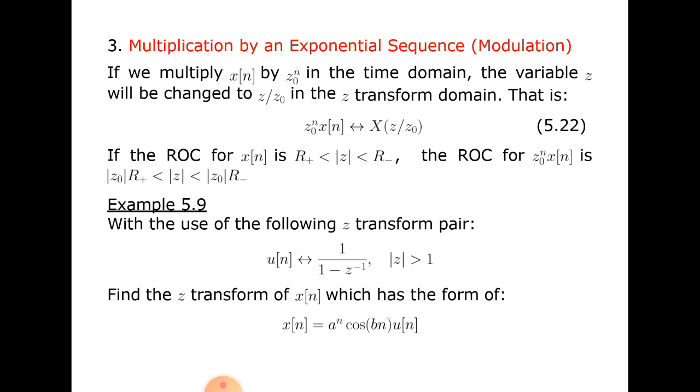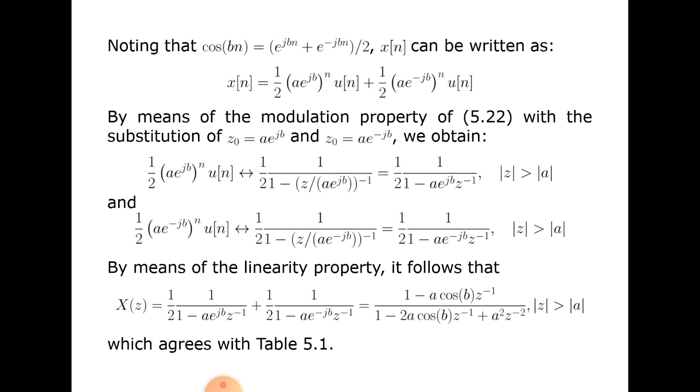So find the z transform of x of n which has the form x of n equal to a power n into cos of beta n into u of n. Noting that cos beta n is equal to e power j beta n plus e power minus j beta n divided by 2, x of n can be written as 1 divided by 2 into a e power j beta, the whole power n, into u of n, plus 1 by 2 into a e power minus j beta, the whole power n, into u of n.